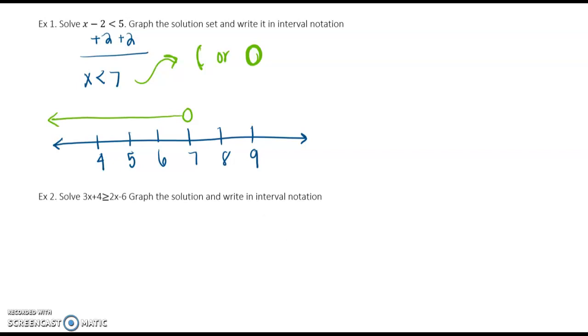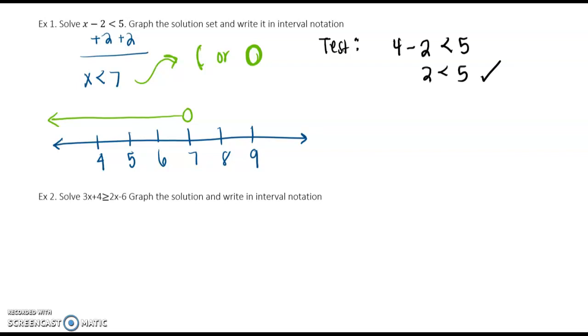And then you could always check your answers. Or in this case, it's actually test. So pick a value over here where you shaded. So let's say 4, and it should be true in the original inequality. So 4 minus 2 is less than 5. 4 minus 2 is 2. Yep, 2 is less than 5. So you shaded in the right area.